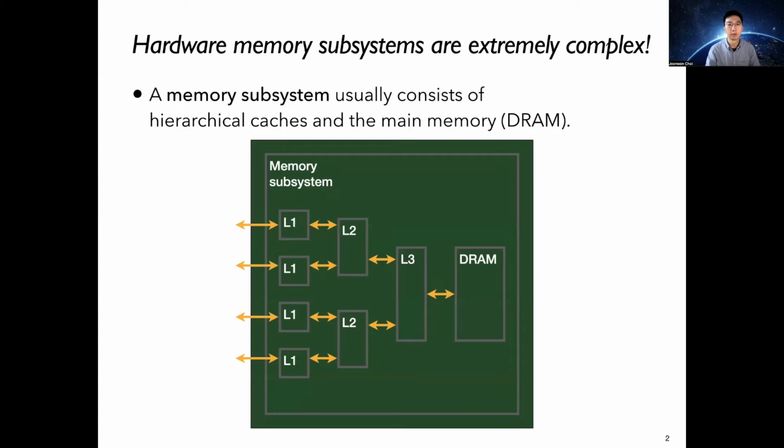Hardware memory subsystems are extremely complex. A memory subsystem usually consists of hierarchical caches, where L1 caches are the lowest ones, directly communicating with processor cores, and the main memory DRAM as the root.